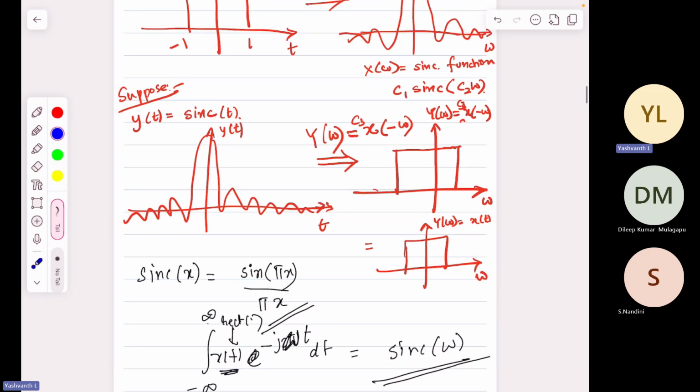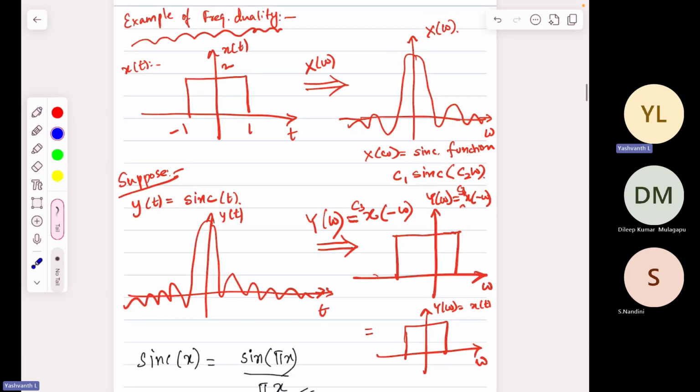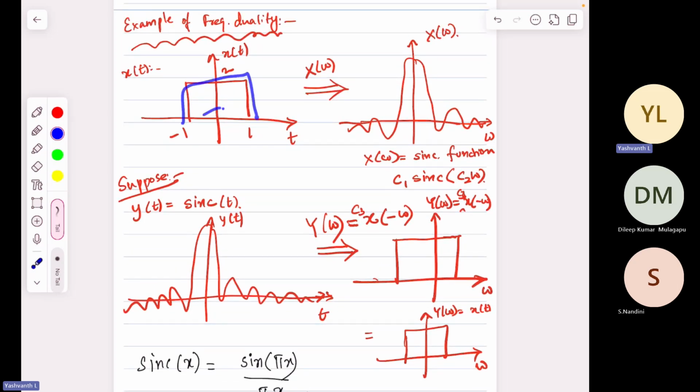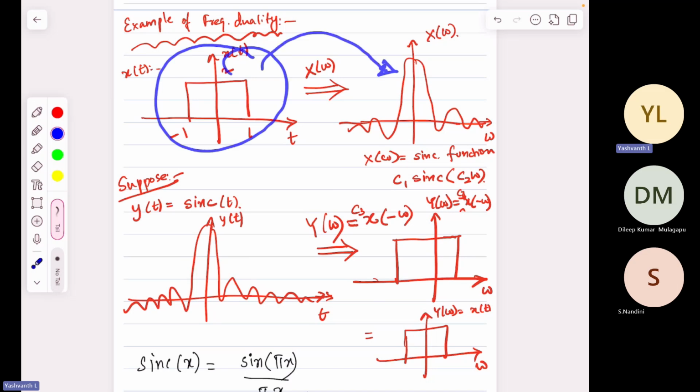So we will use the duality property. What it says is simple. I know already that a rectangle signal gave rise to a sinc function in the Fourier domain. So if I consider a sinc function in the time domain, its Fourier transform is nothing but 2 pi times x of minus omega. That is, you take the actual x of t which gave rise to the sinc function in the Fourier domain, and you do a time reverse. I mean, not time reverse, frequency reverse. It's minus omega, not minus t. And then multiply by 2 pi. That's what this frequency duality property says.